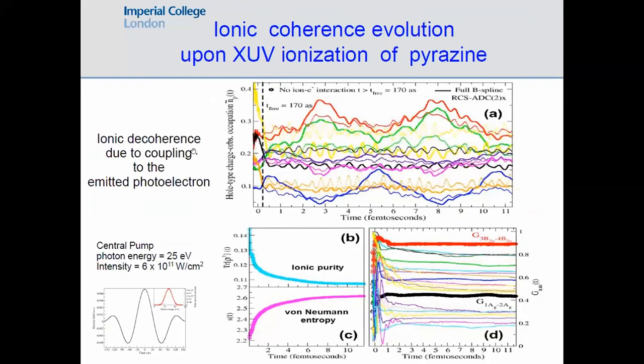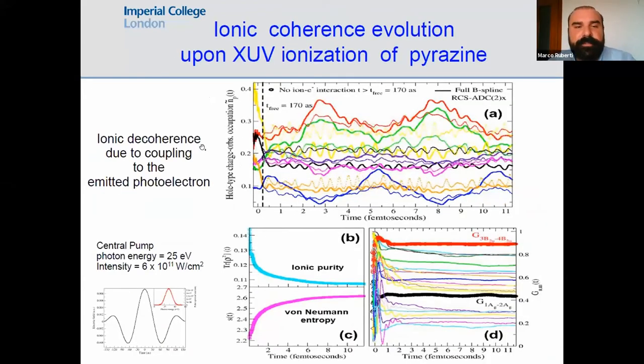Here I also show you the effect of the interaction with the photoelectron. In the upper panel, you can see the difference between the natural charge orbital dynamics with the full model and the ones calculated by neglecting the photoelectron, at 170 attoseconds after the ionization. As you see, the two curves differ, meaning the photoelectron keeps interacting with the parent ion at later times.